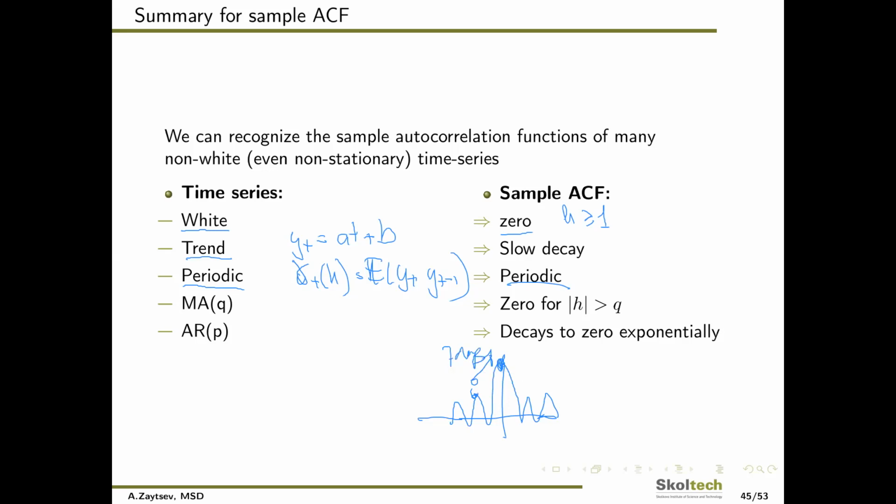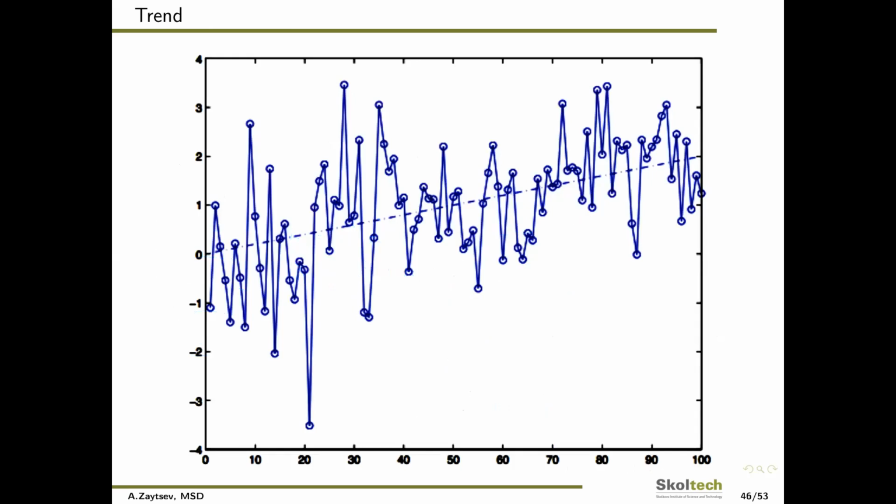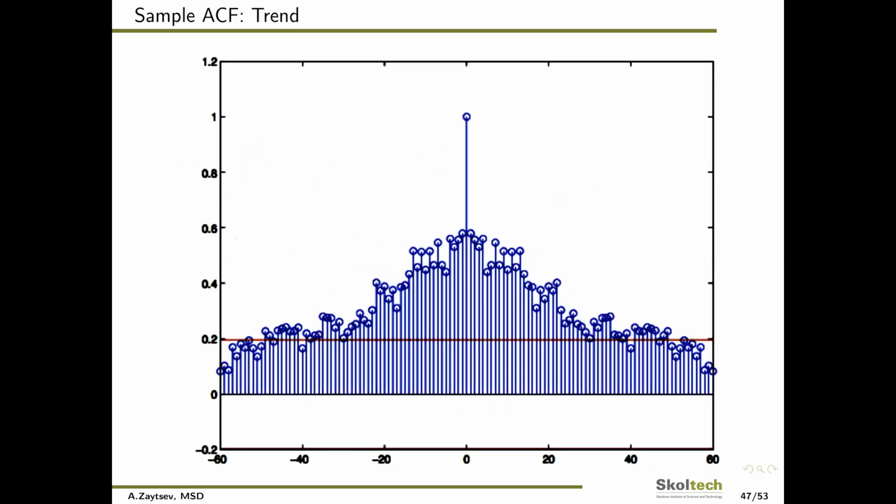If we consider the random processes we introduced a couple of minutes ago, for moving average we have a zero autocorrelation function after some moment. For autoregression, we have exponential decay to 0, and you can do it on your own. So let's look at some examples, some pictures. For trend, we have this linear dependence, for example, and we have this slow decay to 0 as we consider high values of h.